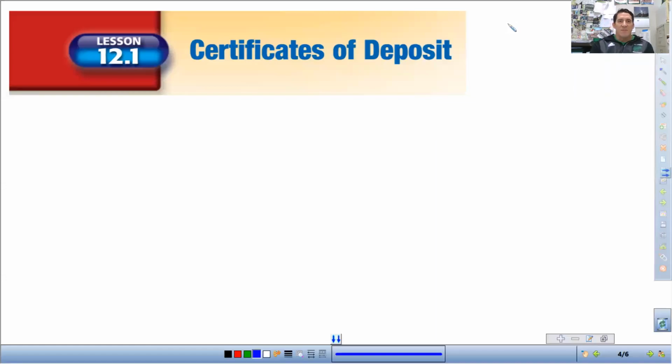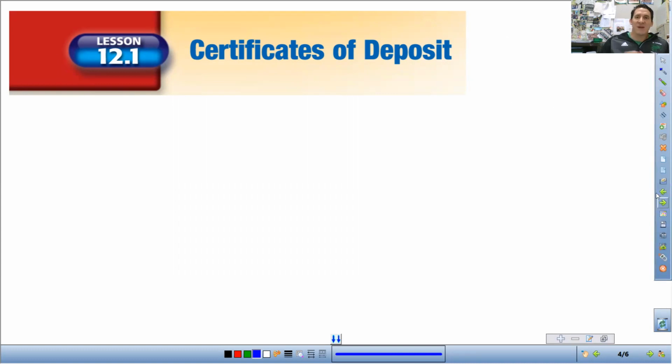All right, financial math class. Today we're starting our unit on investments. We're going to start off this unit with an investment called a certificate of deposit. Other things we'll get into are mutual funds, stocks, and real estate. So, other ways to invest and let your money make money for you.